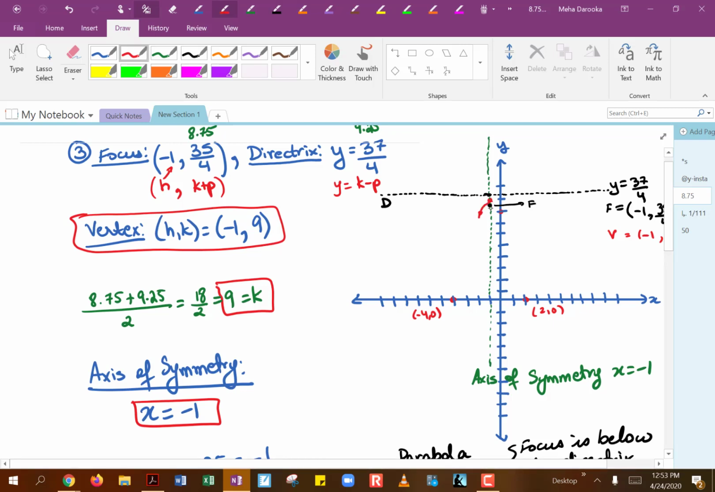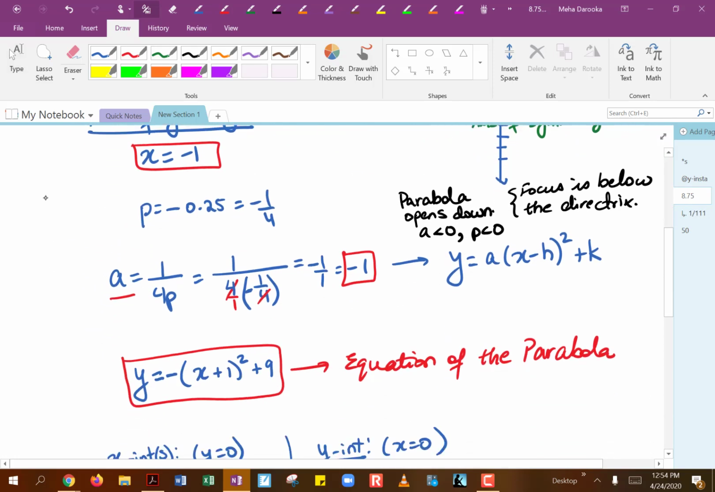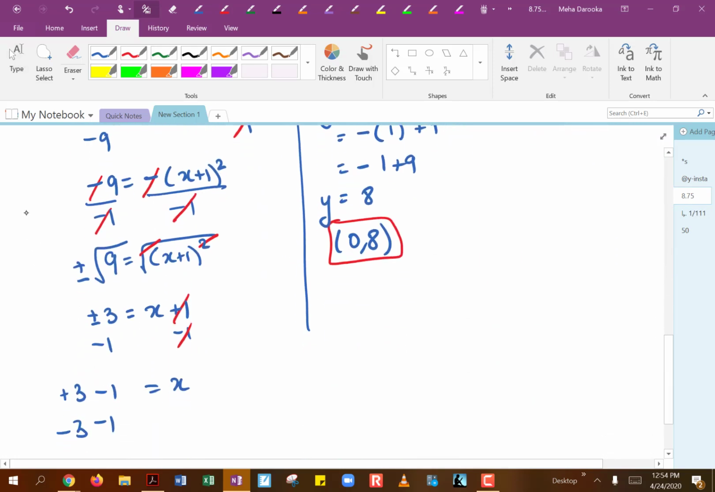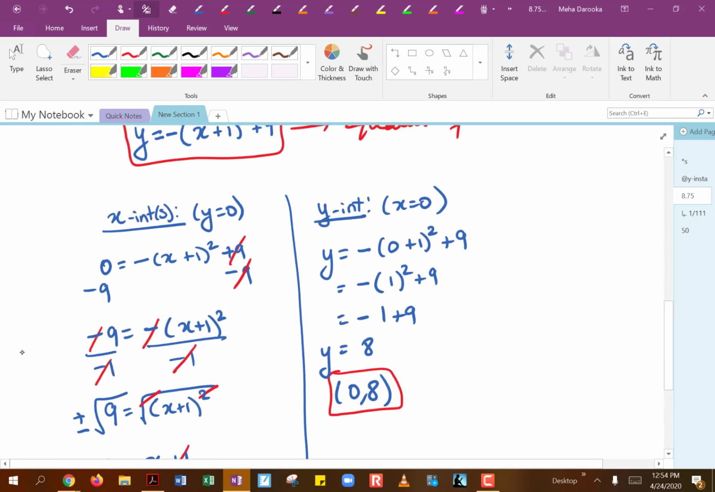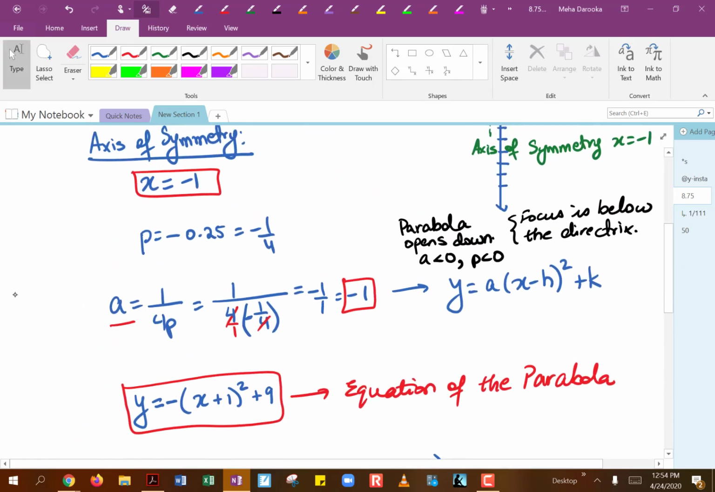Okay, so if we use those points to give us a shape of the graph, something like this will be the graph of our parabola, and this is the equation y equals negative x plus 1 squared plus 9. Okay, so I hope you can kind of see what this equation comes out to be, how we calculated our x and y intercepts after you found the equation.